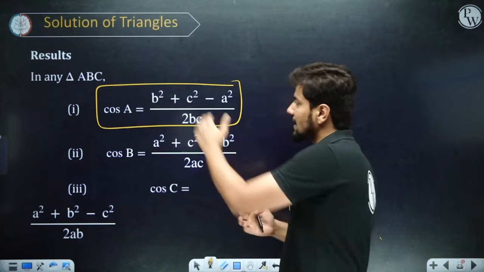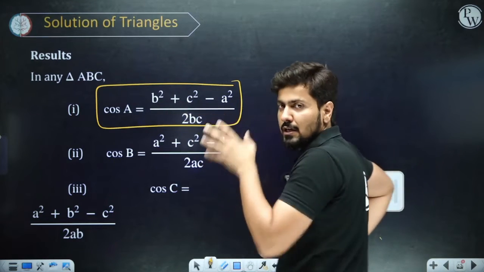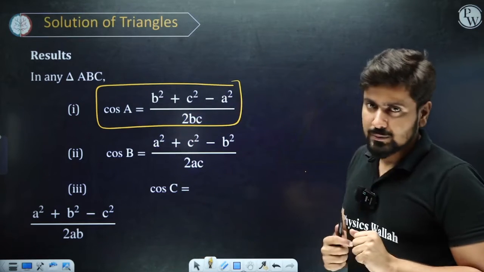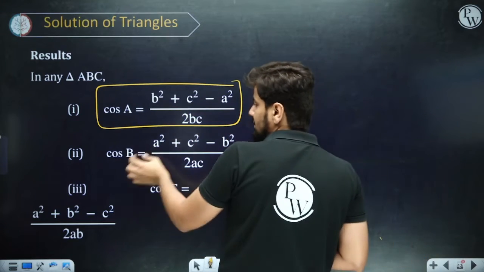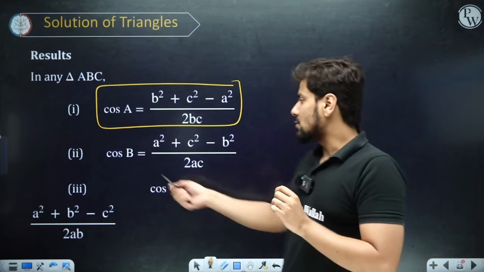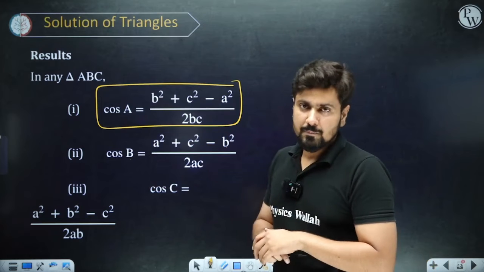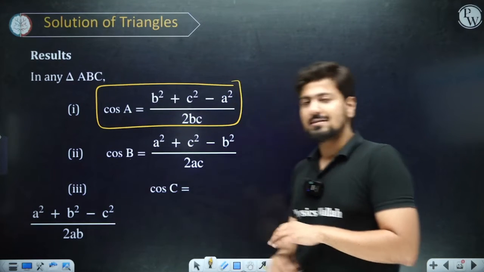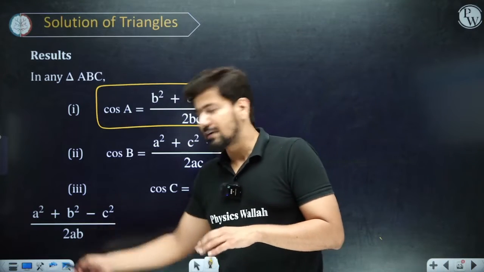So if the sides of the triangle are a, b, c, we have the value of cos of A as (b square plus c square minus a square) upon 2bc. The value of cos of B is equal to (a square plus c square minus b square) upon 2ac. See, in cos of B, we have minus b square. In the denominator, we have this. In cos of C, we have minus c square. And in the denominator, we have 2ab.